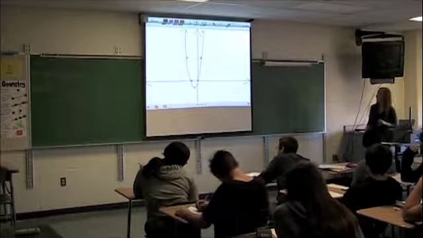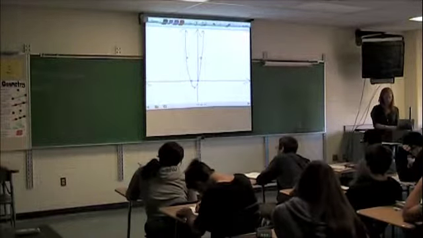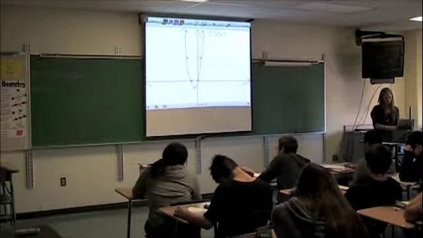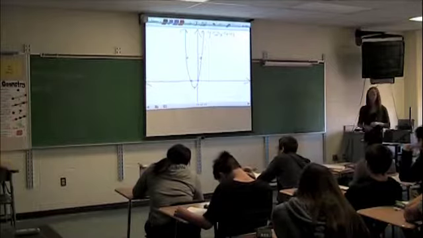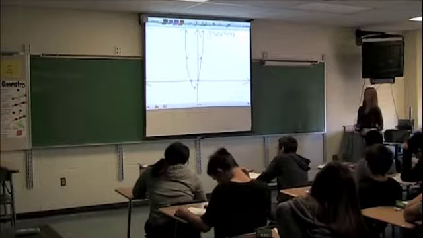Alright, good. I have my parabola. Typically we like to label all the graphs that we have, so I'm just going to label this as y equals 2x squared plus 4x. It's good to get in the habit of always labeling your graphs, and I saw a lot of you on the test did that, which is awesome.